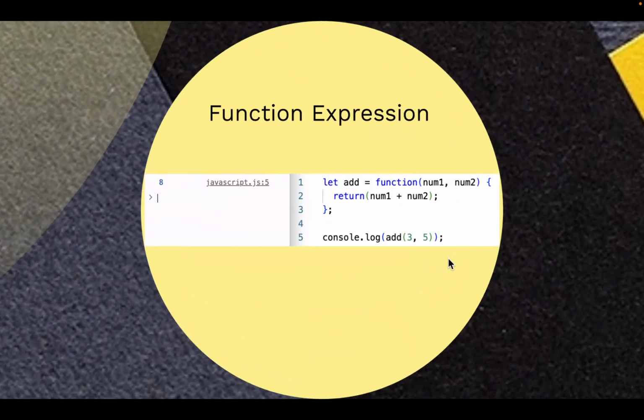An expression function is a way to define a function as part of an expression. Here we have a function with no name, or in other words, an anonymous function. It is being assigned to a variable called add. With function expressions, you can pass a function as an argument or store a function in a data structure easily.